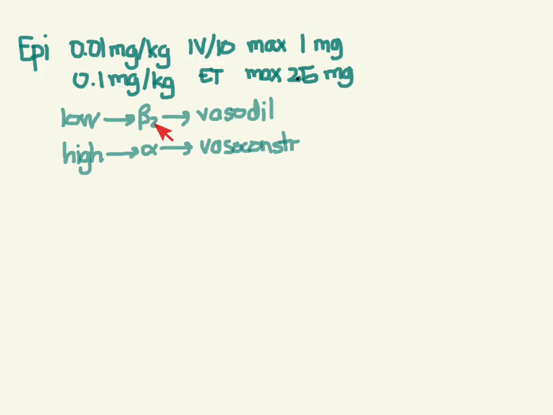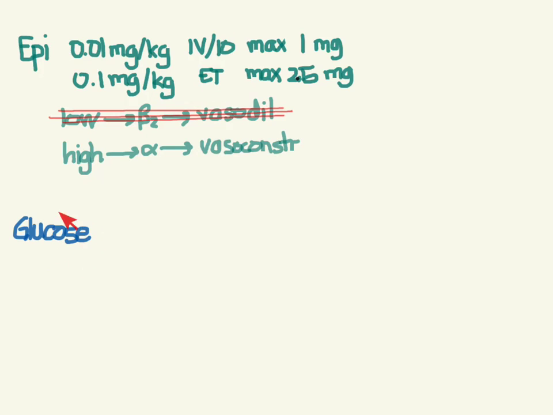Now the reason, remember that we multiplied this by 10, is that at the lower doses you're going to have more beta-2 agonist effect, which is going to cause a vasodilatation. And that's not what we want. We want this vasoconstrictor effect that comes from alpha agonist effect, because that's going to raise the blood pressure, increase coronary perfusion pressure, and increase blood flow to the coronary arteries, therefore increasing the possibility that we're going to get return of spontaneous circulation. So we don't want to go too low on the dose. Remember, ET tube, we're going to increase it.